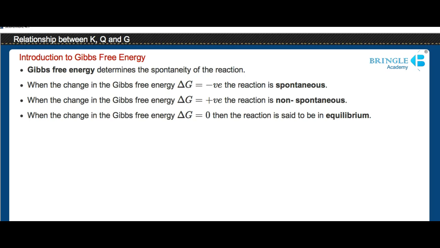When the change in the Gibbs free energy, delta G, equals negative, the reaction is spontaneous. When the change in the Gibbs free energy, delta G, equals positive, the reaction is non-spontaneous. When the change in the Gibbs free energy, delta G, equals 0, then the reaction is said to be in equilibrium.